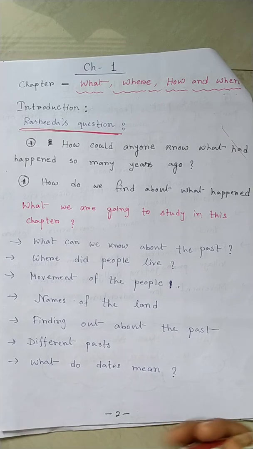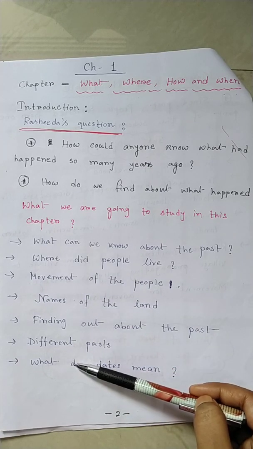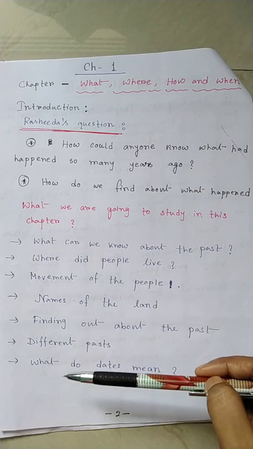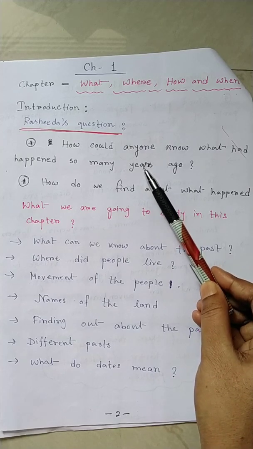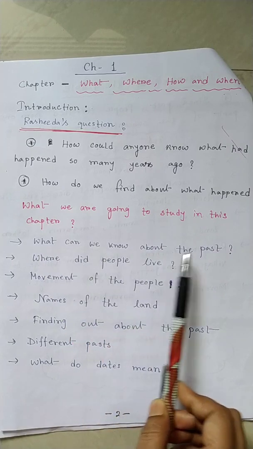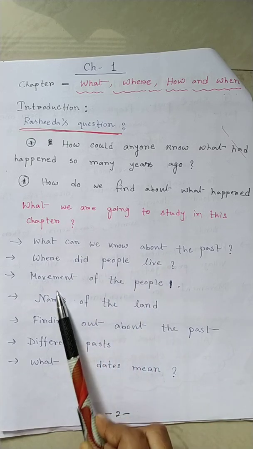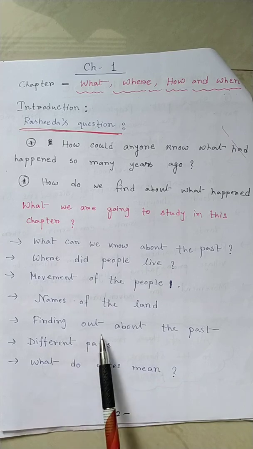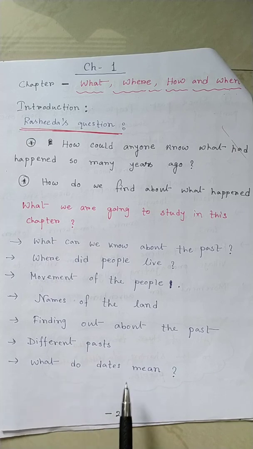So, have a look. What are the topics of this chapter? What we are going to read in this chapter. When we clarify this point, we will get back to Rasida's question and give the answer to it. Have a look. First topic is, what can we know about the past? Where did people live? Movement of the people. Name of the land. Finding out about the past. Different pasts. What do dates mean? These are the main topics which we will cover in this chapter.